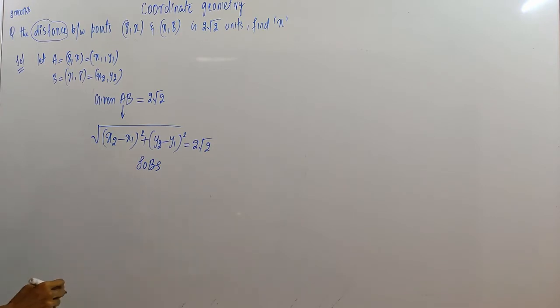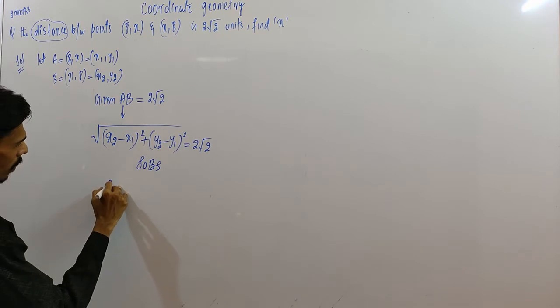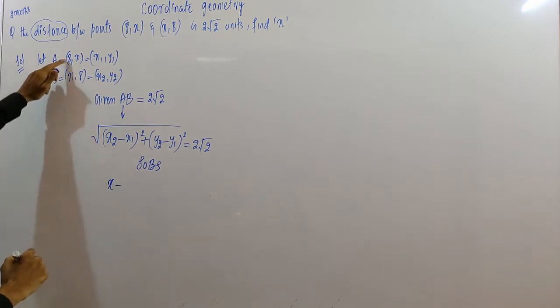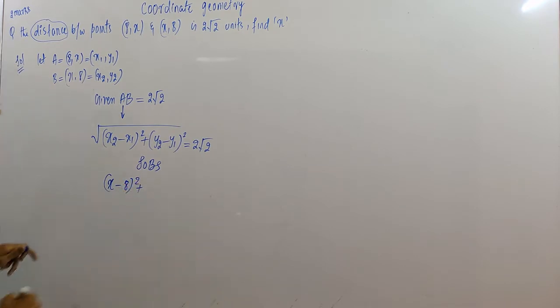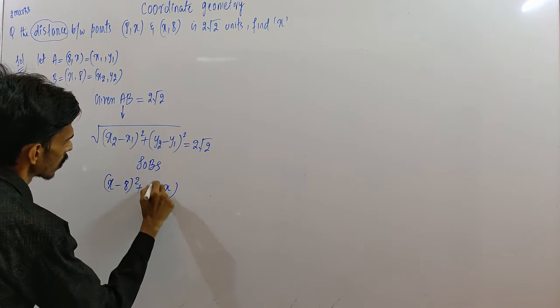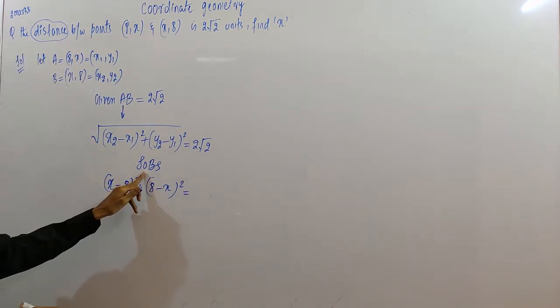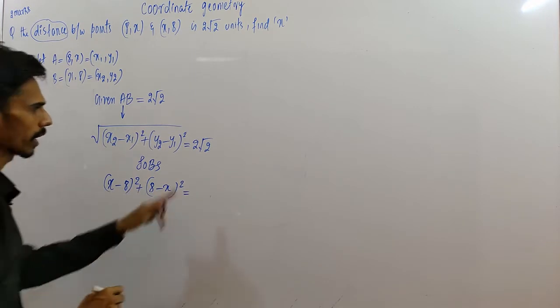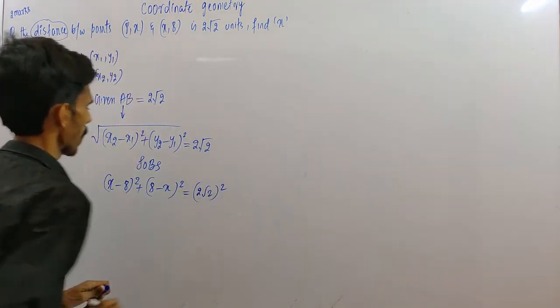to cancel this square root, we have x2 minus x1. Our x2 value is x, so the difference is x minus 8. Difference in y, 8 minus x, square. Don't write the square root because we have squared on both sides. Here, squaring on both sides, 2 root 2 square.